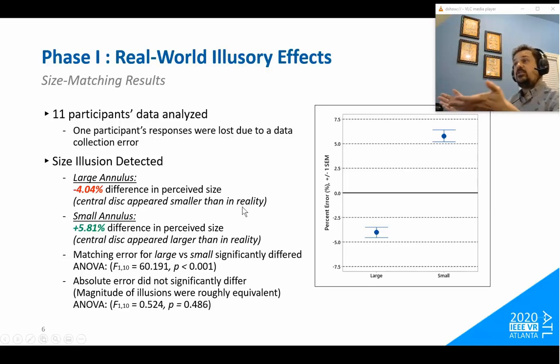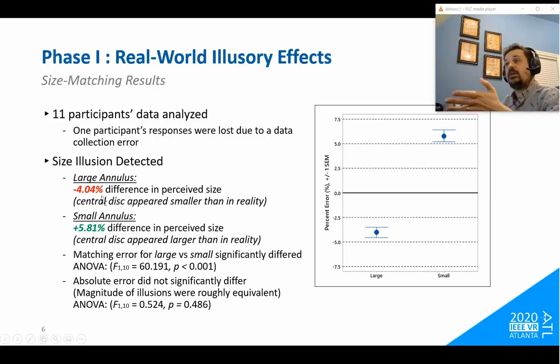What we found in the size matching task was, well, one, we had to throw out one subject's worth of data because a data collection error occurred and part of the data set was lost. So 11 participants were analyzed for this. But as you can see in the plot here, there was a rather large difference in size estimations between the large annulus and small annulus configurations.